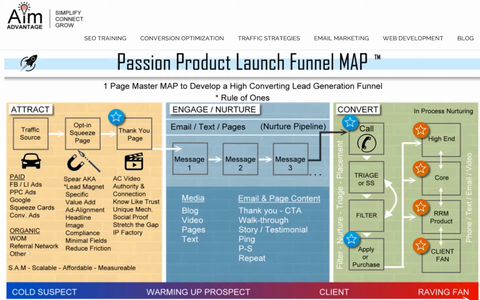So we're looking for something that follows the SAM method: scalable, affordable, and measurable. In other words, if you can't measure your return on investment, if you can't track it, then you can't measure it. We want to get good at tracking so we know where our best conversions, where our best traffic sources are, where we're getting our best leads, where we're getting our best clients and customers.